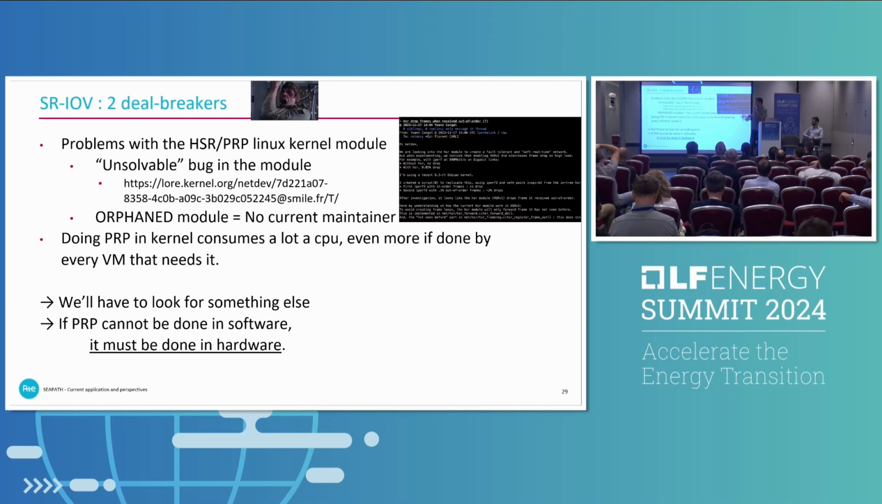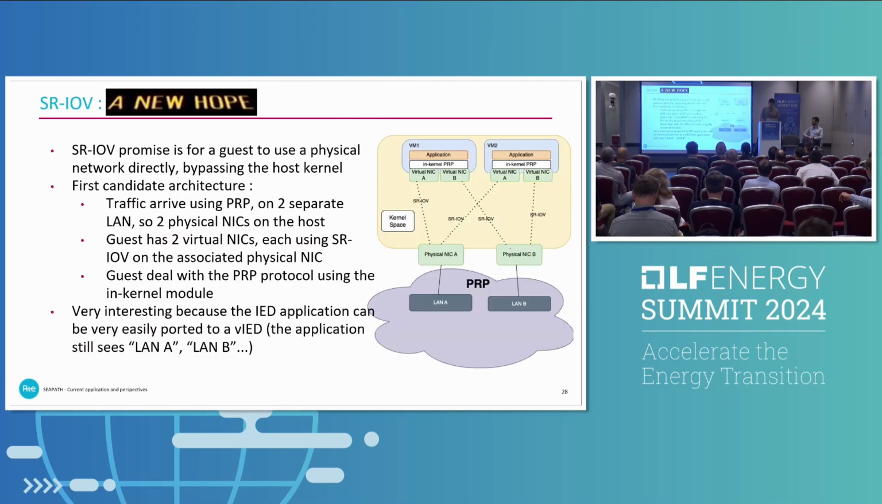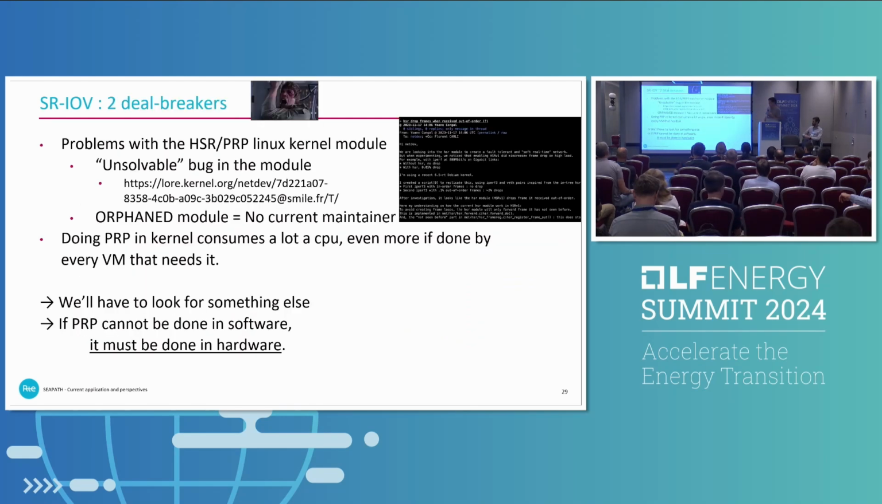wouldn't work anyway. And the second deal breaker we have is that if I show this stream again, this would consume CPU, of course. If you have 15 VMs, they would have to consume the same CPU to deduplicate the same PRP. So it's really not scalable. Like I said, doing PRP in kernel consumes a lot of CPU. So basically, we'll have to look for something else. We need PRP. We can't do it in software. Logical conclusion, it has to be done in hardware.